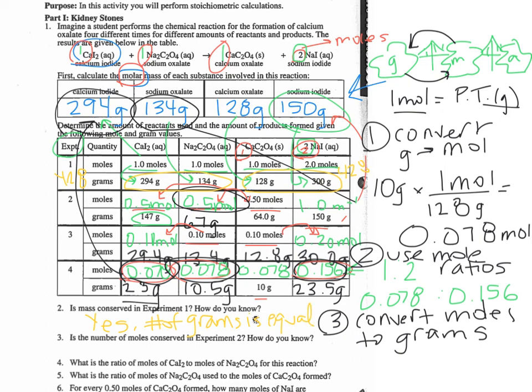But number 3 is asking, is the number of moles conserved in experiment number 2? And so we'll do the same thing. We'll add up the number of moles on the reactant side. So 1/2 plus 1/2 is 1 mole. And on the product side, we have 1/2 plus 1 is 1.5 moles. Okay, so this answer is no. The number of moles is unequal.